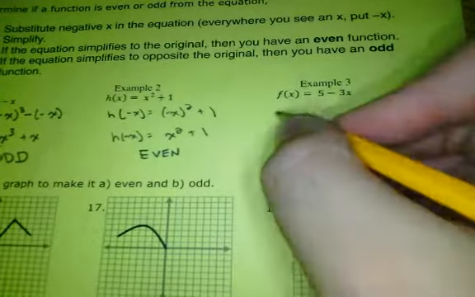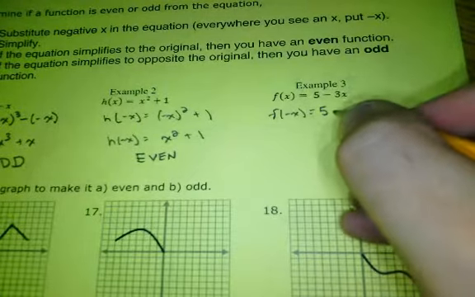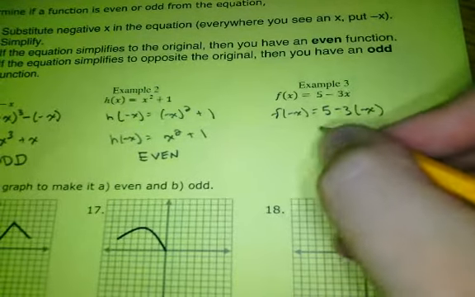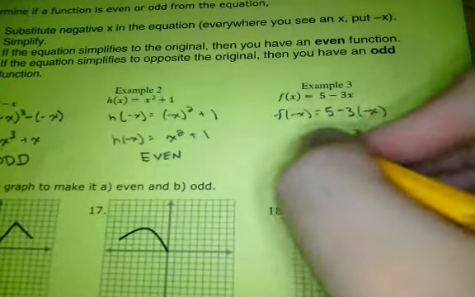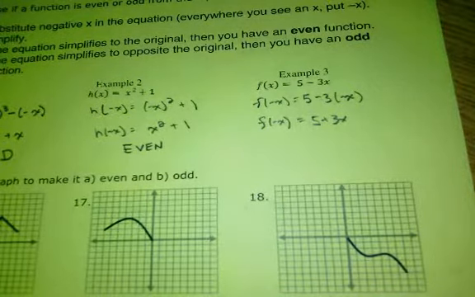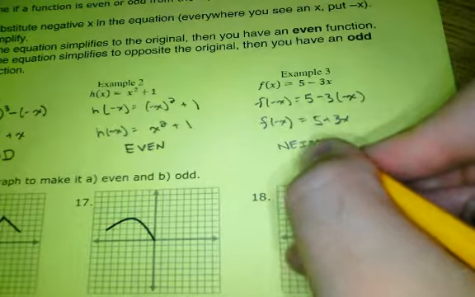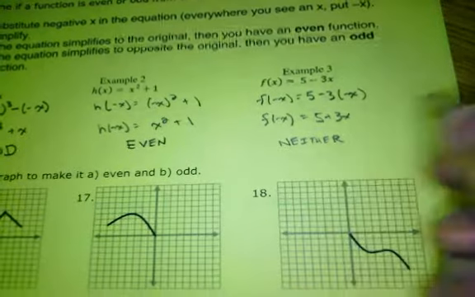And the last one, plug in a negative x. You're going to get 5 plus 3x. What do you think on this one? I'm going to say it's not odd. Some people might be thinking it's odd. Why is it not odd? The 5 didn't change at all. The 5 is still positive 5. And so not all the signs change, so this is going to be neither.